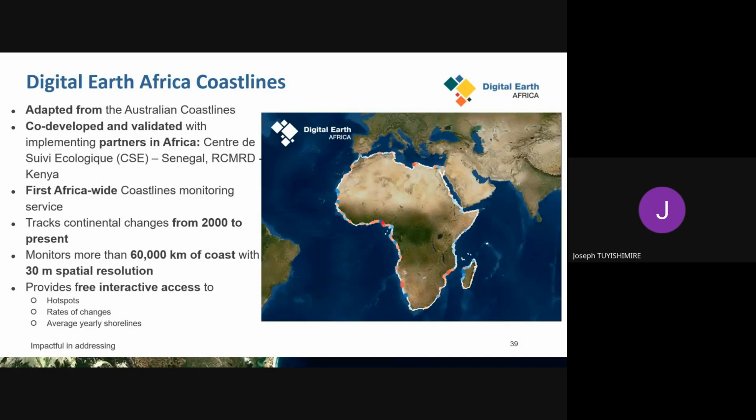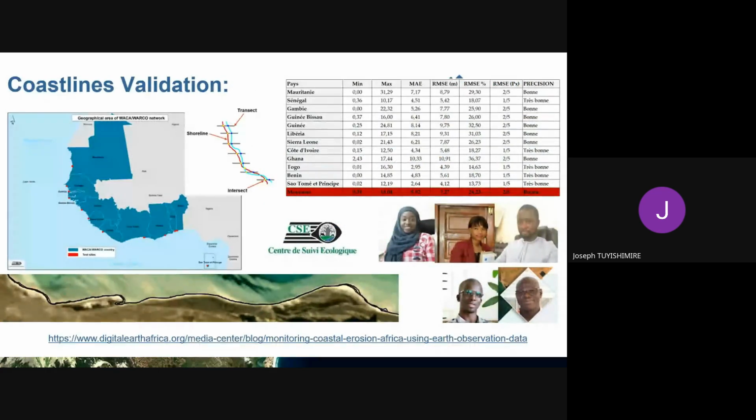So this tool was developed with the CSC team in Senegal and the RCMRD in Kenya, and it was validated. We can show the hotspot rates of change of a shoreline. That's very impactful in addressing climate change impact. We thank this team from Senegal, CSC, for the support in the validation of this service.